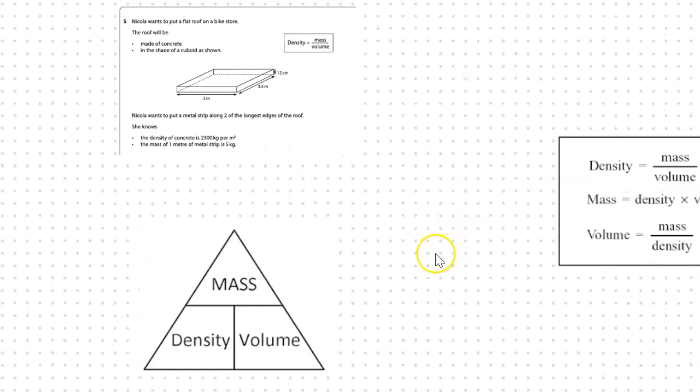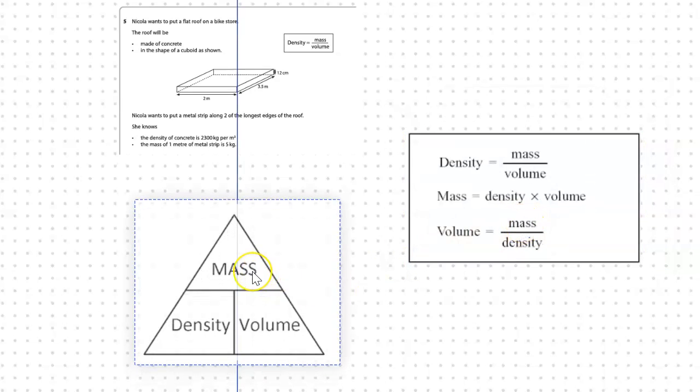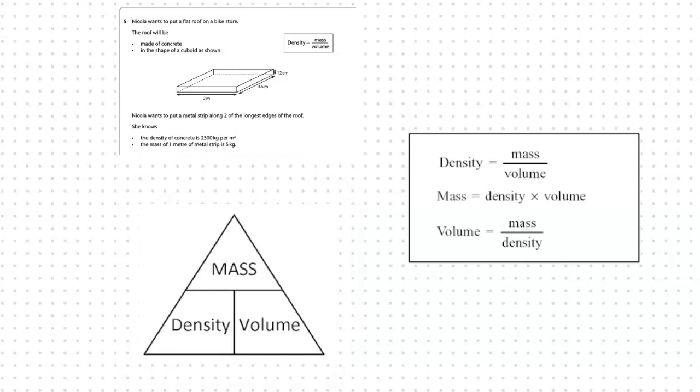The question: Nicola wants to put a flat roof on a bike store. The roof will be made of concrete in the shape of a cuboid as shown. Nicola wants to put a metal strip along 2 of the longest edges of the roof. She knows the density of concrete is 2,300 kilograms per meter cubed. The mass of 1 meter of metal strip is 5 kilograms. So it actually gives you density equals mass divided by volume. But what it won't do is rearrange the formula.